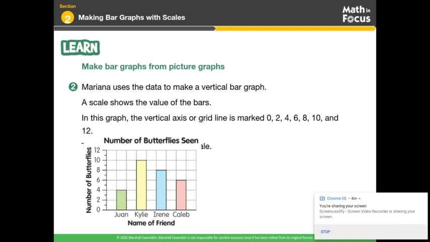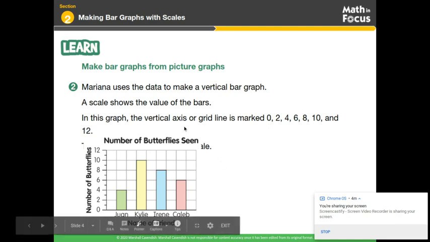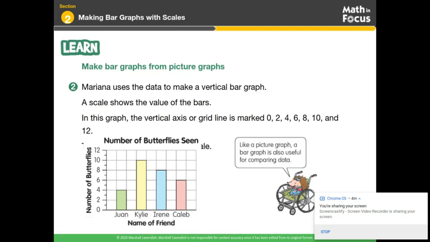I want you to make another noticing, though. On a bar graph, the bars never touch each other. There's always a space in between. That's important. The other thing I want you to notice is there are no bars that directly touch the scale. You're going to skip a column for your first bar and skip 1 column in between each. I'll also have you notice that the bars are completely colored in. Like a picture graph, a bar graph is also useful for comparing data.